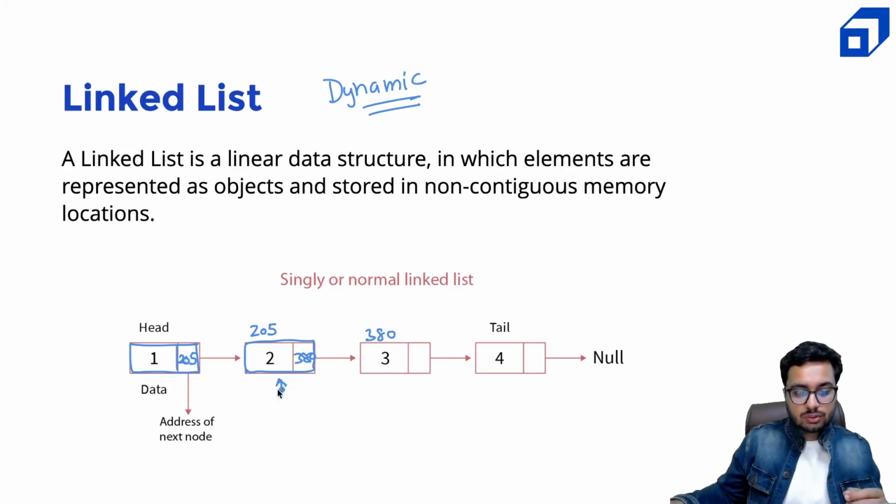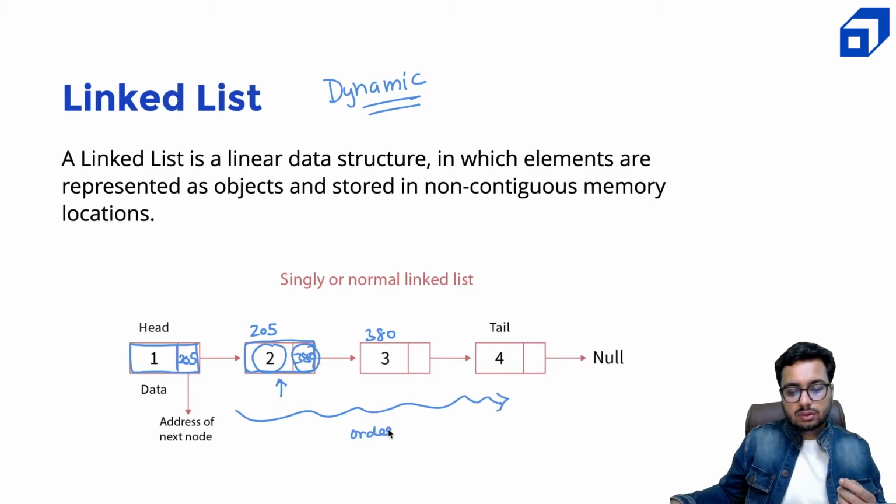So each node is going to store two things. One is your data and one is the address of the next node. If you know the address of the next node, you can easily traverse the data structure and you can also put things in an ordered way. Every time you get a new data, we can insert at the beginning, at the end, or in the middle. It's up to you how you want to maintain the ordering inside the linked list.